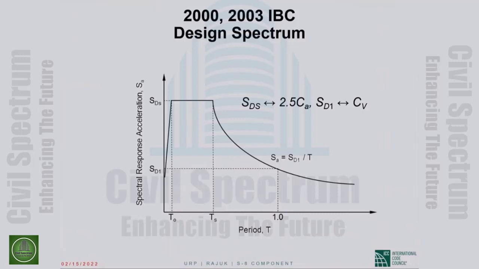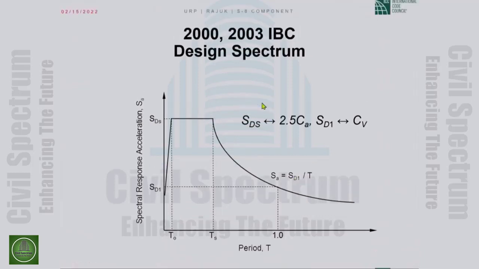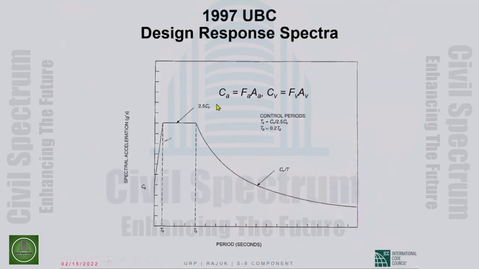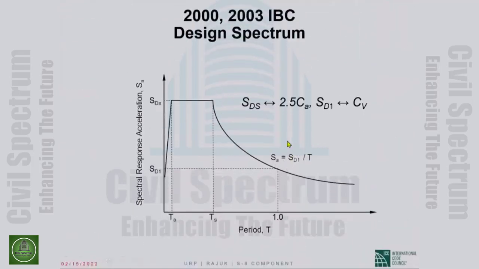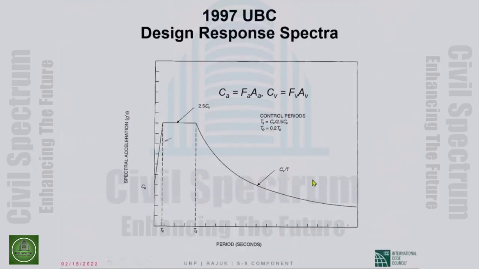so 97 UBC, then we had 2000 IBC. This is the design spectrum in those codes. The flat top, the constant acceleration part of the spectrum, is defined by S sub DS, and the descending branch by S sub D1. So S sub DS is not the same as, but corresponds to 2.5 C sub A of the UBC, and the S sub D1 corresponds to the C sub V of the UBC.